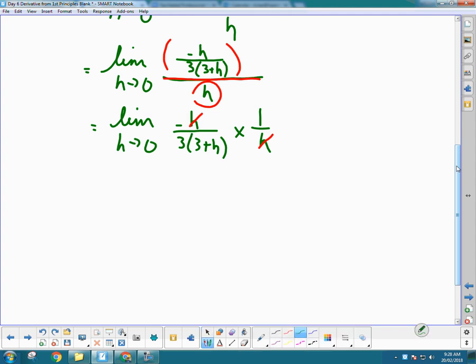I can do the multiplying. Since the h's canceled to a 1 and a 1, when I multiply the top, I have a negative 1 times 1, so that's negative 1 on the top. And on the bottom, it's 3 times 3 plus h times 1, so it's just 3 times 3 plus h.